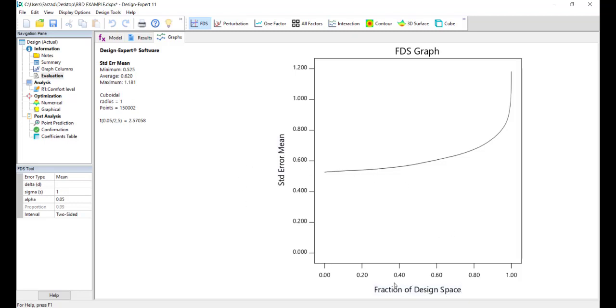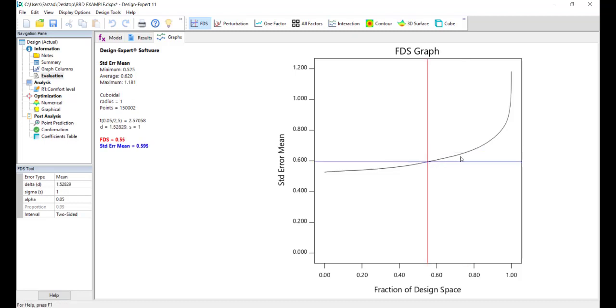Actually, you can see here, what we have on the horizontal axis, from 0 to 1, shows the design space, or a fraction of design space. At each point, the vertical axis shows the standard error mean for that fraction of the experiment. The flatter this curve is, the better our design is.